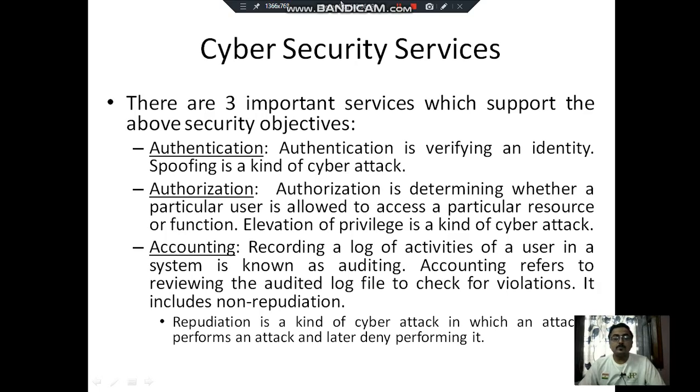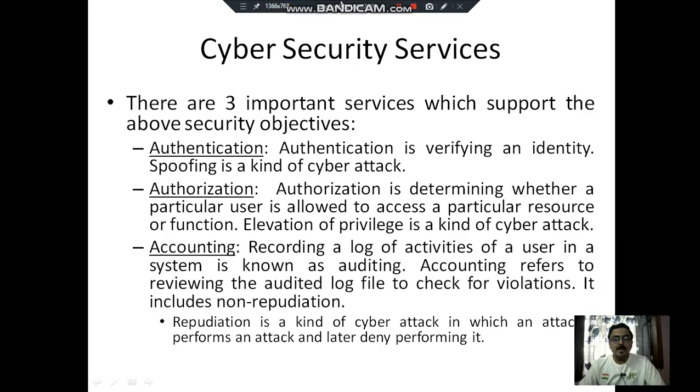Spoofing is a kind of cyber attack that hurts authentication. Okay, with the help of spoofing, personal information like login and password is cracked. That should be avoided. Next one is authorization.